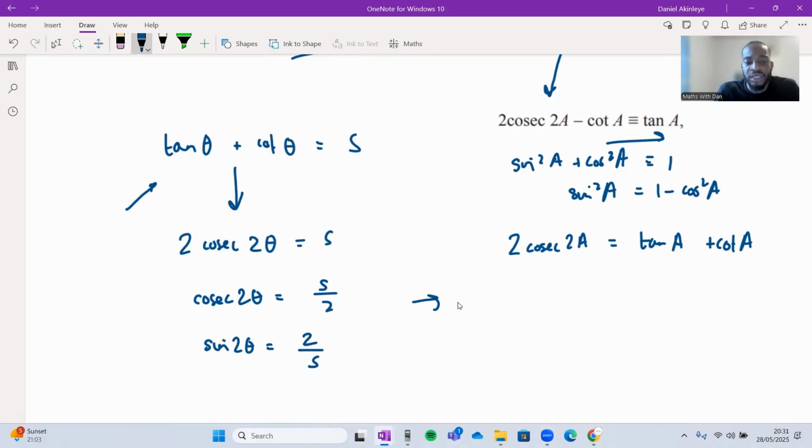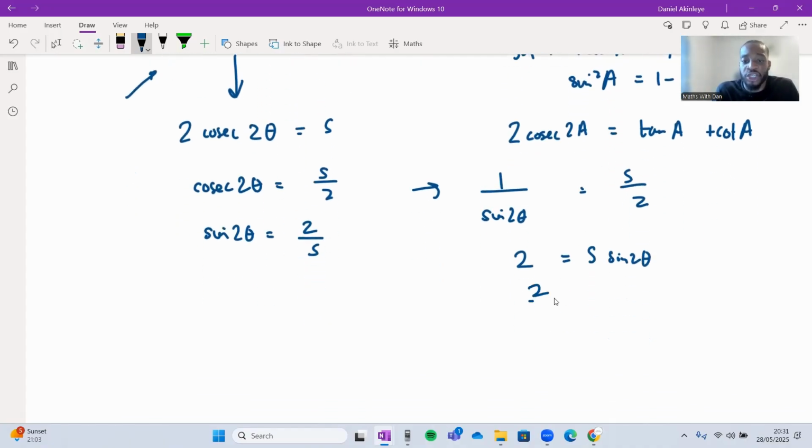And what I've done there is just this. I've done 1 over sine 2 theta, right? Because that's the same as cosec is equal to 5 over 2. And then if you cross multiply, you're going to get 2 is equal to 5 sine 2 theta. And then you divide by 5. But you don't have to do all of this. You can just literally flip them. Does that make sense? Yeah, good.